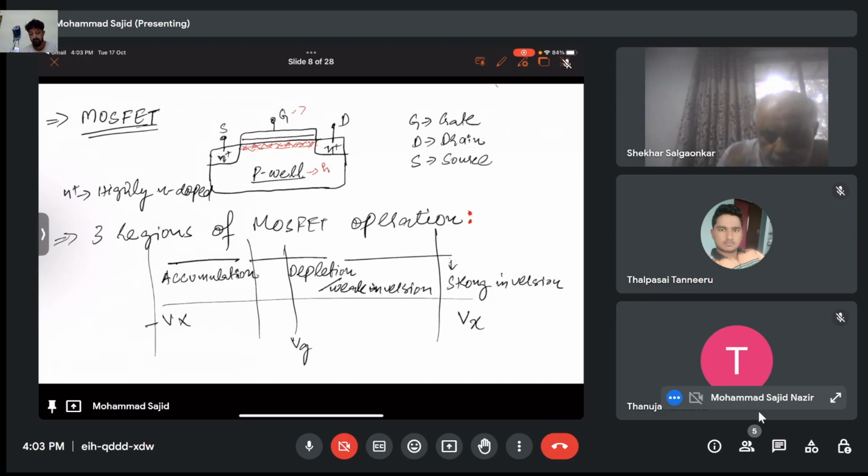Okay, and then when you go on increasing the bias, the device will slowly go into depletion, then weak inversion, and ultimately we will have a strong inversion. Strong inversion is when you have a high sheet charge density at the interface, here in this region. Accumulation will accumulate holes and strong inversion will have electrons.